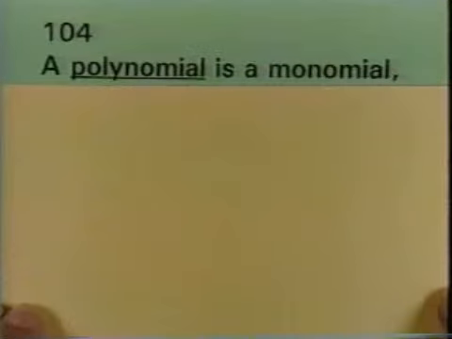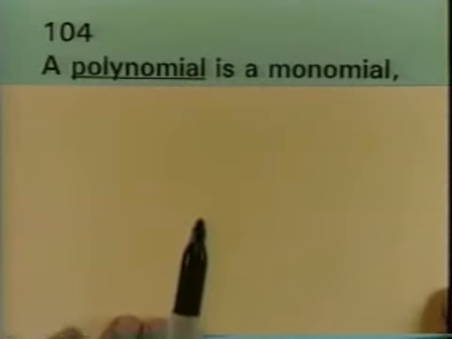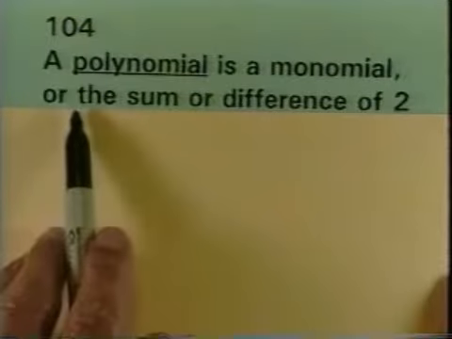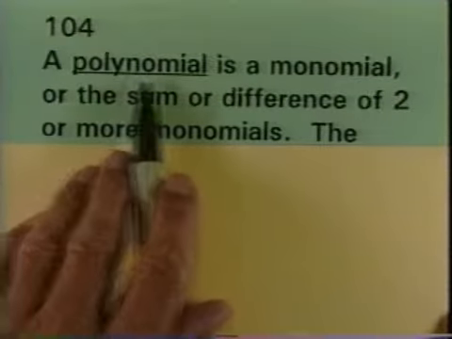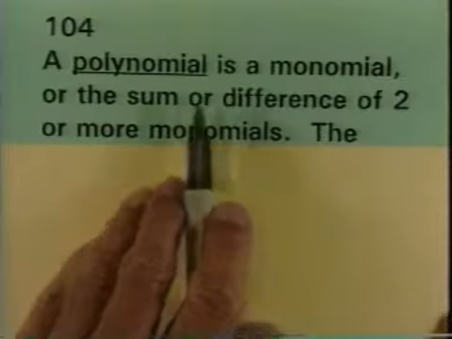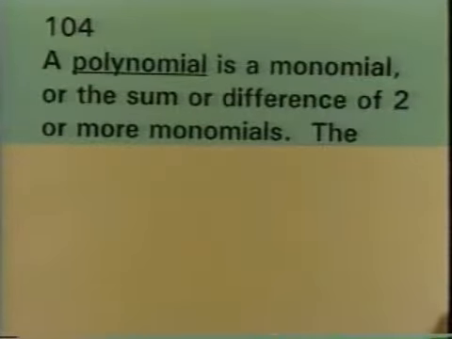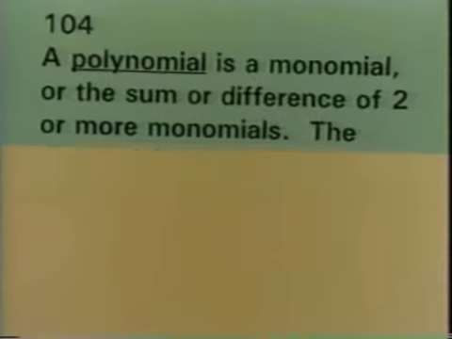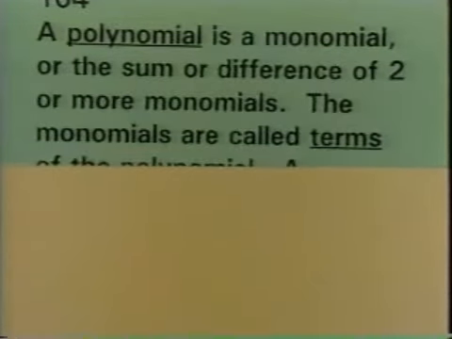Now we're ready to define a polynomial. A polynomial is a monomial or the sum or difference of two or more monomials. So the polynomial is a monomial, or it's a string of monomials connected with plus and minus signs. The monomials are called terms. So the monomials in the string are called terms.